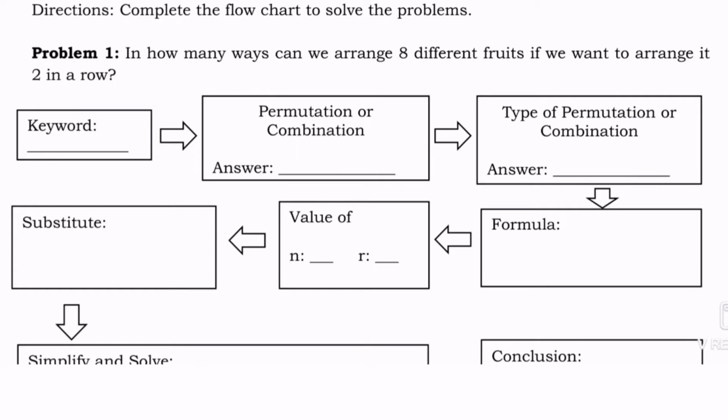The formula, that is permutation of n taken r at a time, is equal to n factorial over the quantity of n minus r factorial. Value of n and r, n is equal to 8, r is 2. Substitute, that is permutation of 8 taken 2 at a time is equal to 8 factorial over the quantity of 8 minus 2 factorial.